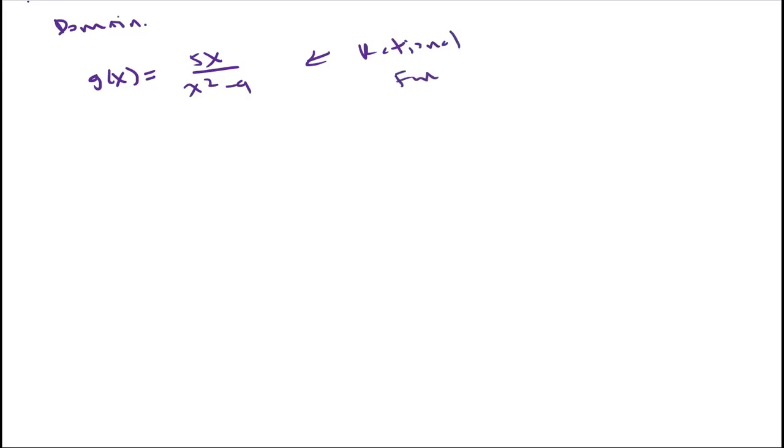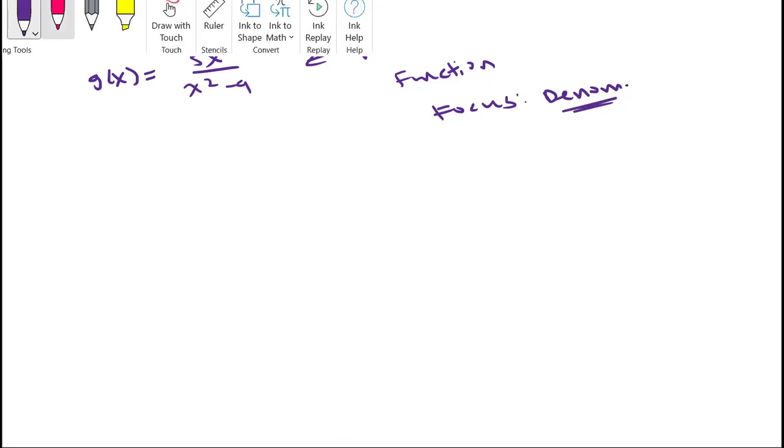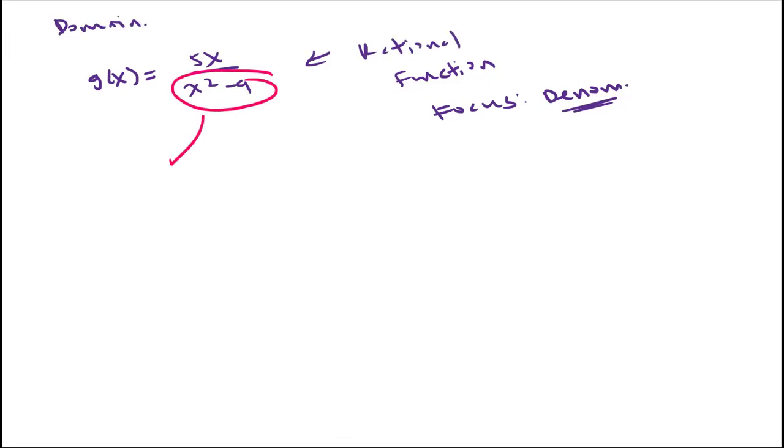Rational function. In a rational function, we focus on the denominator. That means we take the denominator out, set it equal to 0, and solve. So we're going to get x squared equals 9. We need to add 9 to both sides and take the square root on both sides. We get x is equal to plus or minus 3.